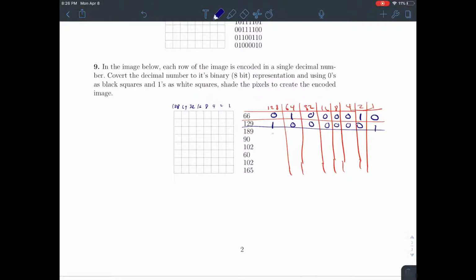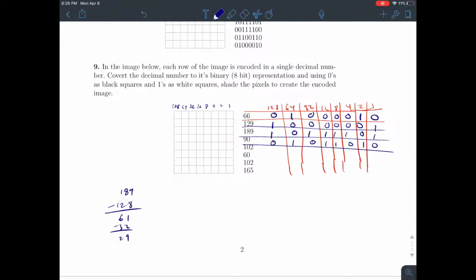For 189, it looks like we'll need a 128, and maybe we need to do some scratch work over here. That leaves us needing 61 more. So we won't be needing any 64s. We do need a 32. That leaves us needing 29 more. So we'll need a 16, an 8, a 4, and a 1, I believe. All right, so I think that that's our 189. To make 90, we'll need 0 128s, 1 64, 0 32s. We will need a 16, and then we'll need 10 more, so an 8 and a 2.